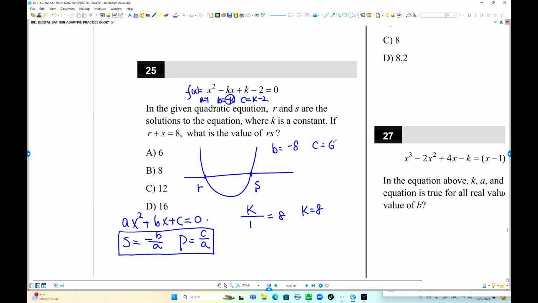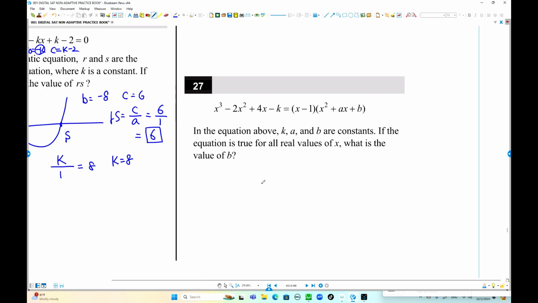Let me see. K is 8. B is negative 8. C equals, K is 8, right? 8 minus 2, yes, C equals 6. That's right. So what is the value of RS? RS is C over A, right? C is 6, A is still 1, so the product of these two roots is 6. 25, A is the answer.